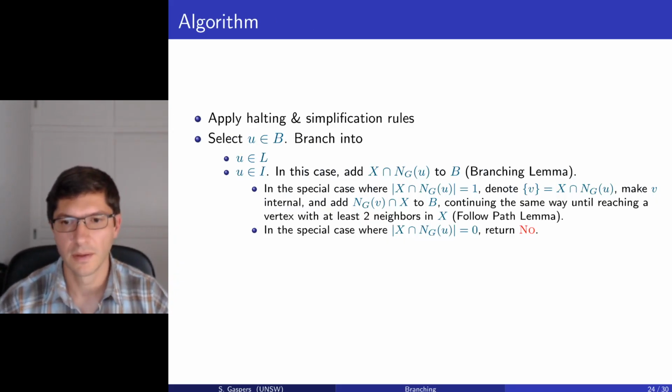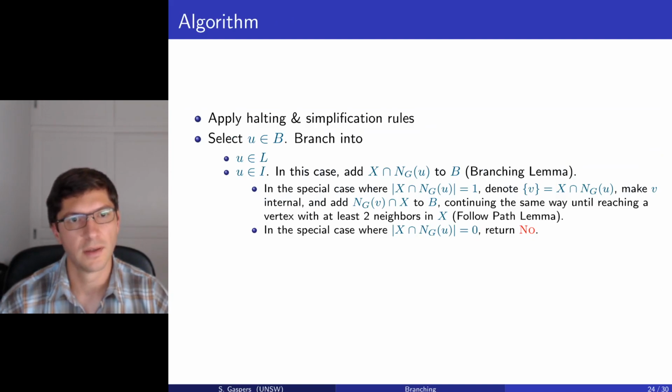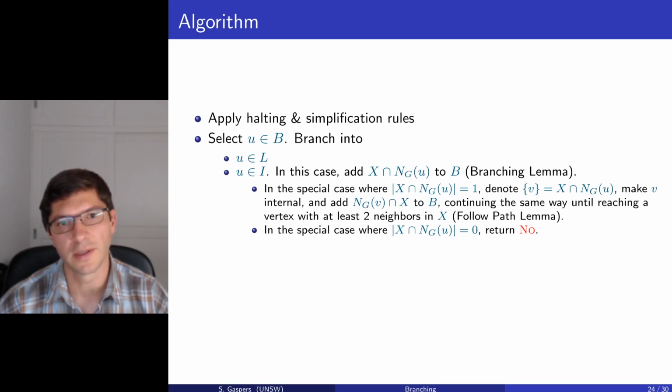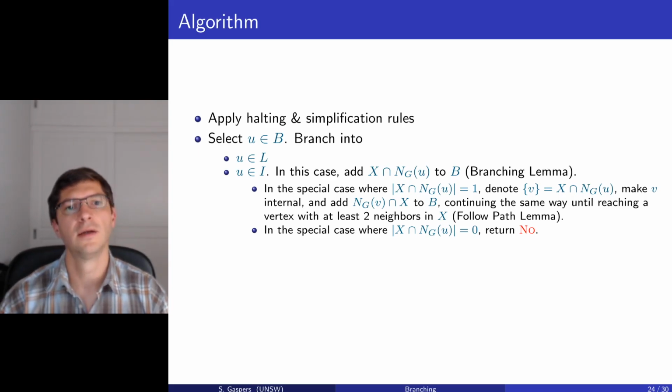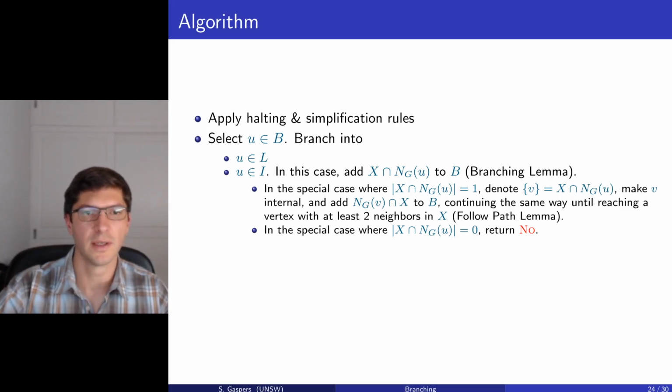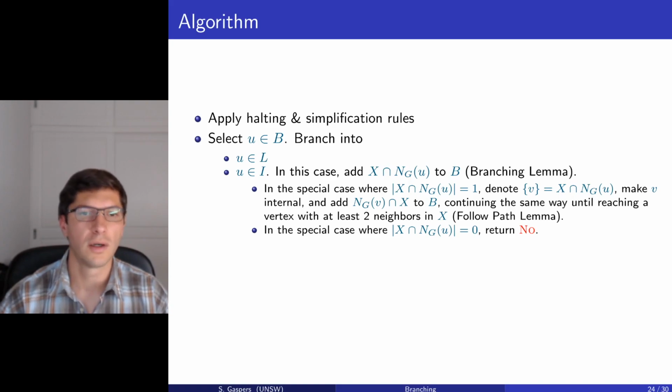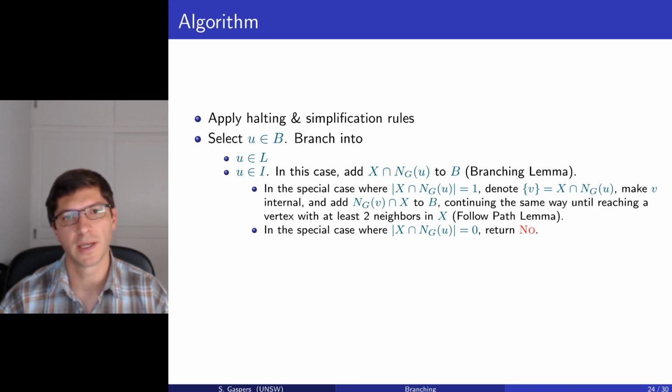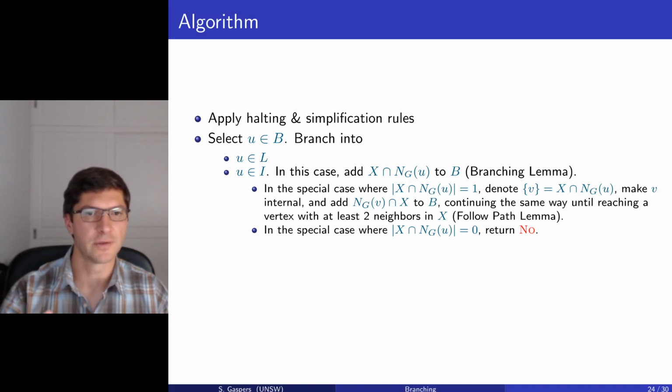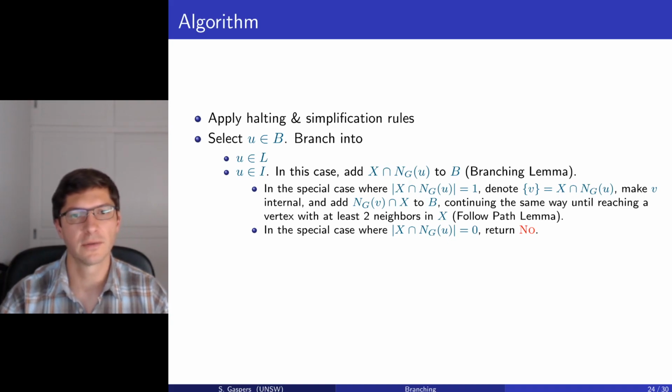Okay. So our algorithm can now be described as follows. First of all, we apply all the halting and simplification rules. We select the branching node, and then we consider 2 cases. Either we move the branching node into L, so we remove it from B and add it to L, or we make it an internal node. That means that by the branching lemma, we can now add all the edges that connect U to an external vertex into our tree.